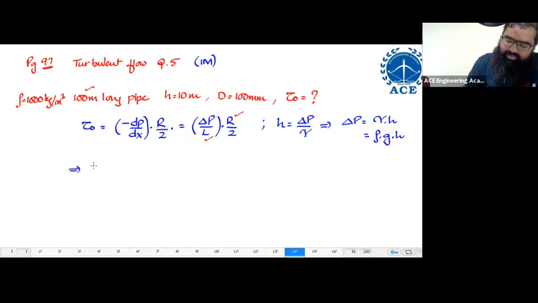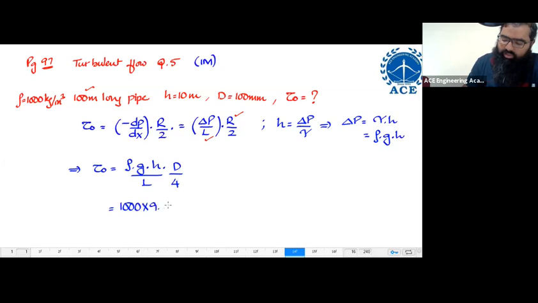This implies the value of tau naught is now equal to, using this part, in place of delta P, density times g multiplied by head loss, divided by L multiplied by R by 2. So let me write in place of R by 2, D by 4. So this value is going to be equal to how much?